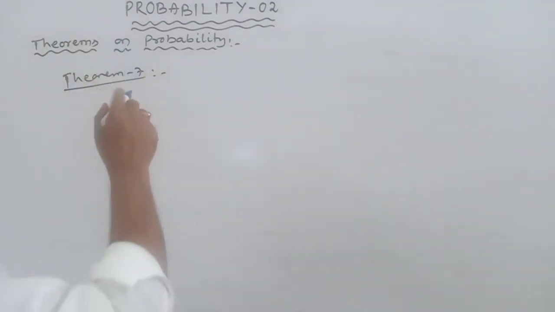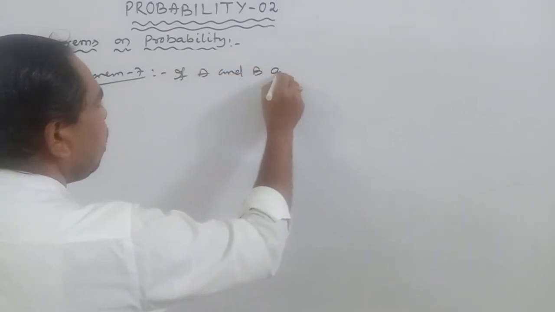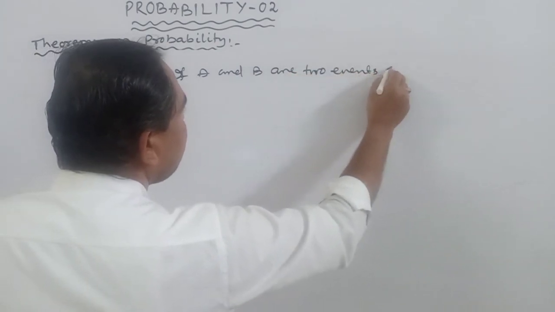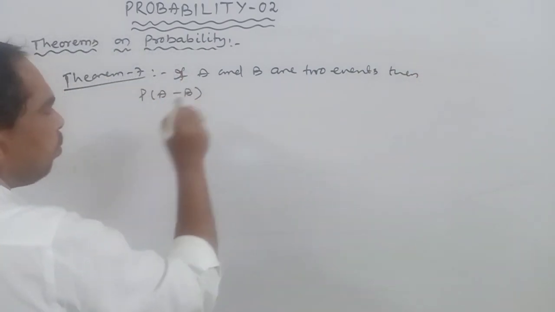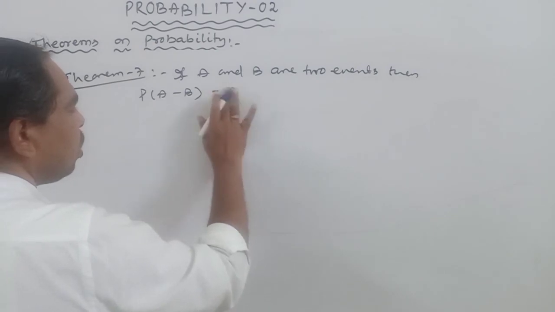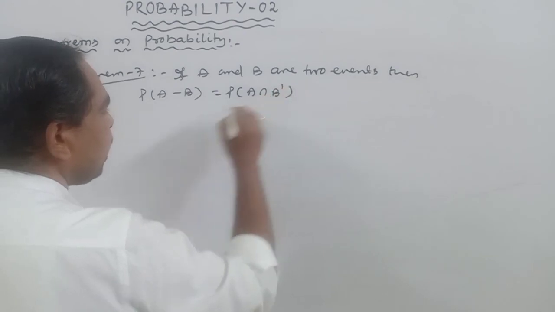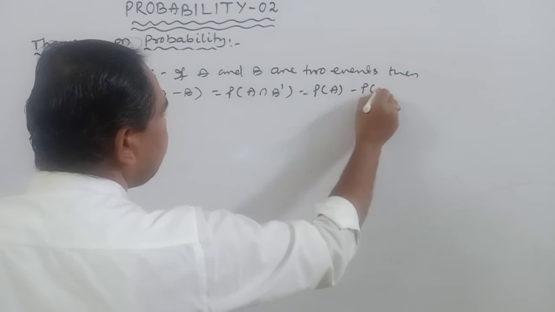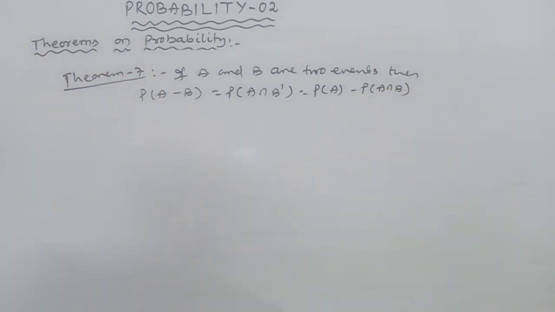If A and B are two events, then P of A minus B is equal to P of A intersection B dash, which is equal to P of A minus P of A intersection B. Okay, now see the proof.